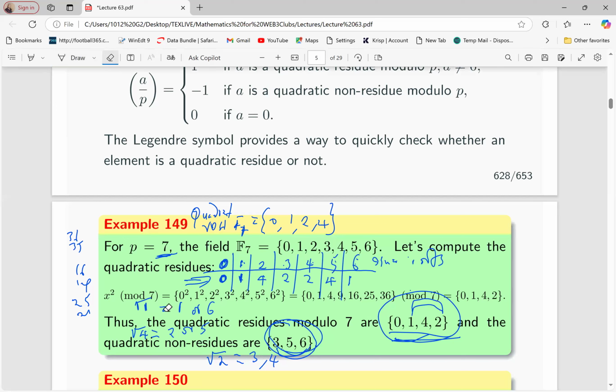Now, I don't know whether you understood this simple way of getting quadratic residues. I just want you, first of all, to understand what I mean, before we go to the Lagrange symbol and how to use it to determine if numbers are quadratic residues or quadratic non-residues.